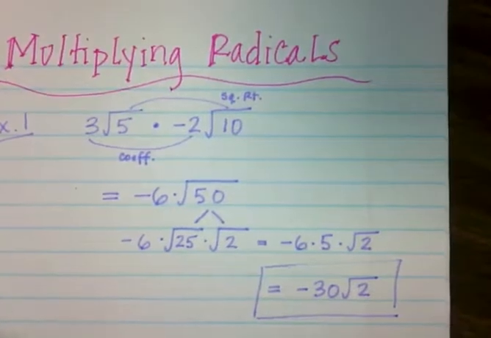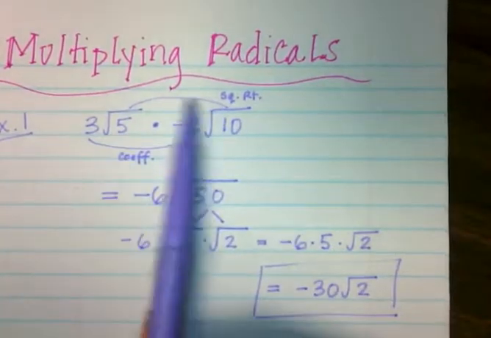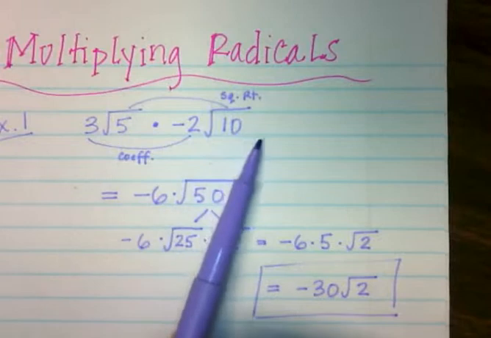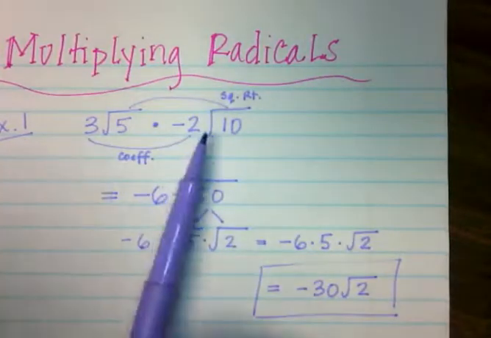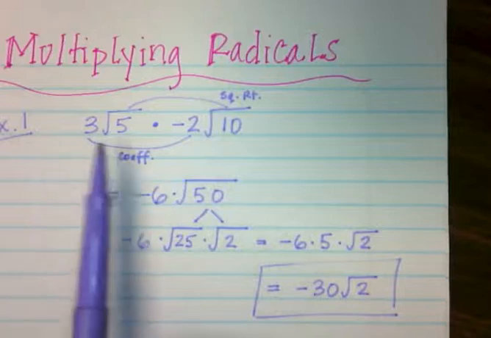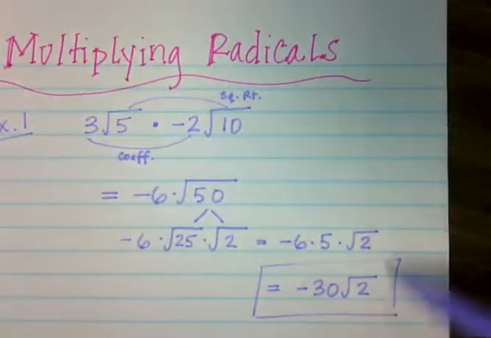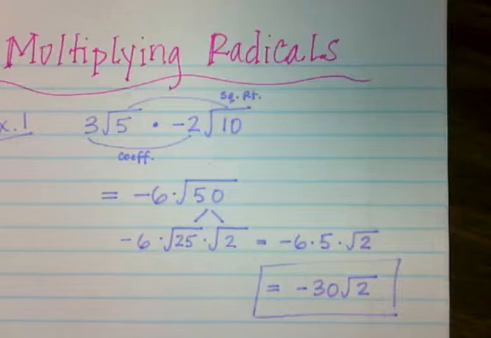So a few things, again, just to reiterate, you can only multiply numbers inside the square roots with other numbers inside the square root. And you can only multiply coefficients to coefficients. And then once you're done, you need to make sure that your answer is in its simplified form.